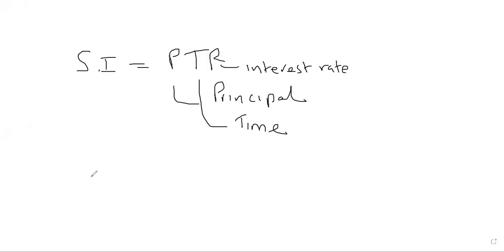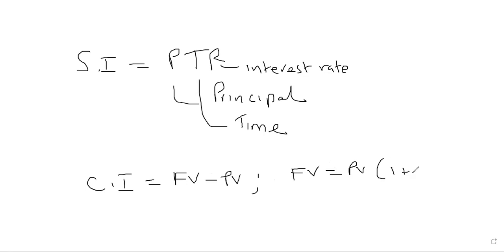So our compound interest is simply the difference between the future value and the present value that we have. And our future value is simply given by present value times (1 plus interest rate) to the power of time. So you must understand that time can be in terms of what?